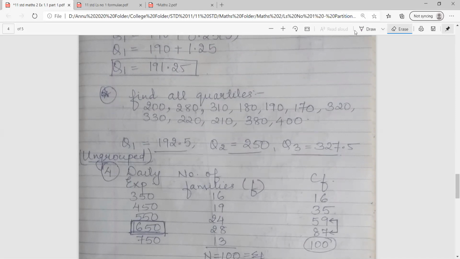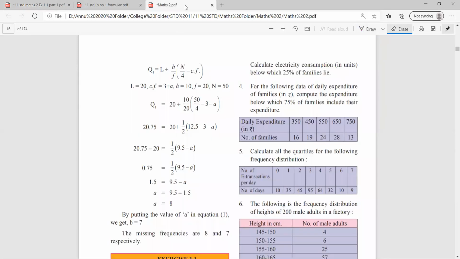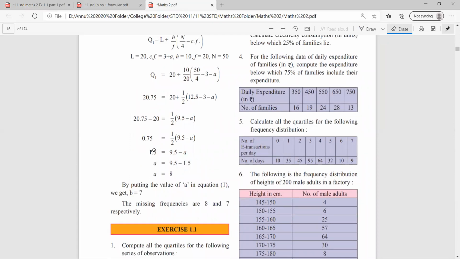So I hope you all are clear how to calculate raw data. Okay, now moving forward to sum number 4. For the following data of daily expenditure, compute the expenditure below which 75% of families lie. So below 75% means they are talking about Q3. Now, do you observe, class, which type of data it is? It is given in tabular form, and the values are also consecutive, like 350, 450, 550, 650, 750.